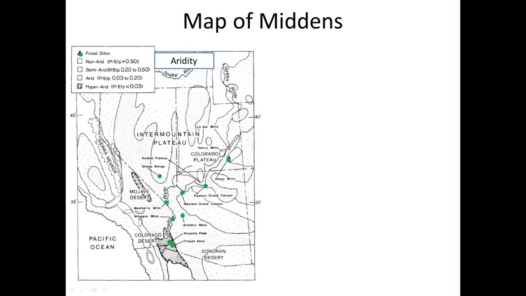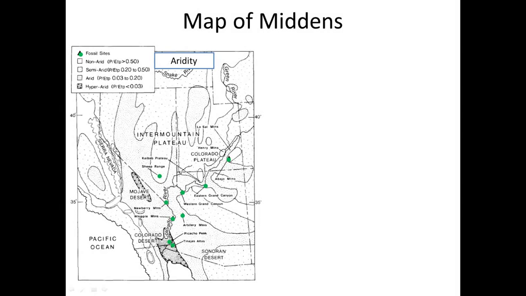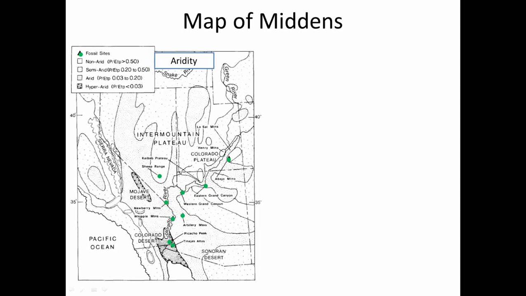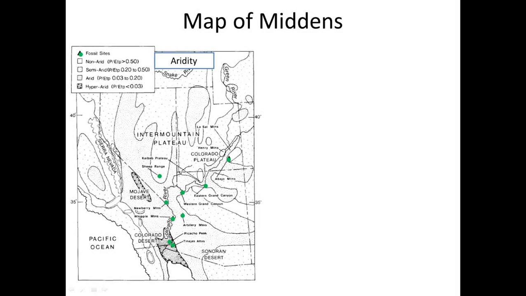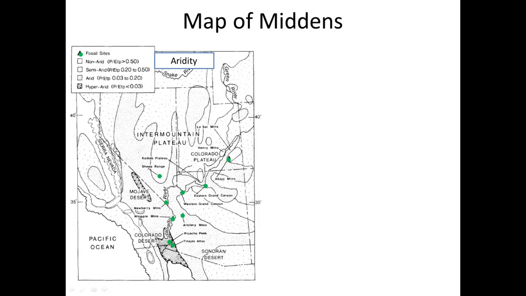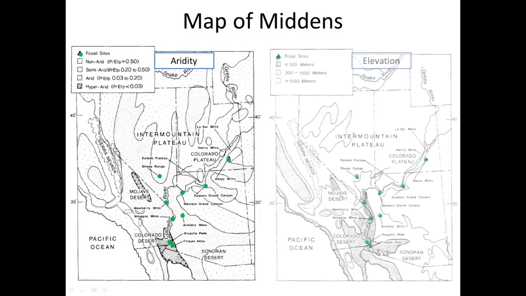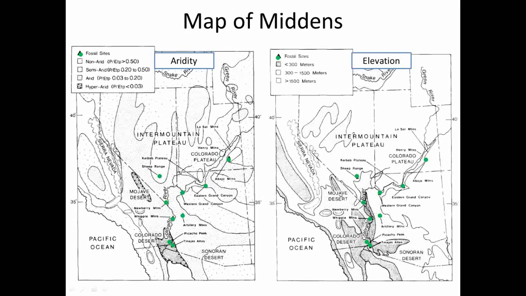Now in this region, we have a map of aridity, so how dry it is. And you can see there's a pretty good variation of how dry it is for this particular area. And Cole was able to collect various midden sites all along this gradient. And in addition, these midden sites also span a very big difference in elevation. So the altitude of these particular sites was very different as well.